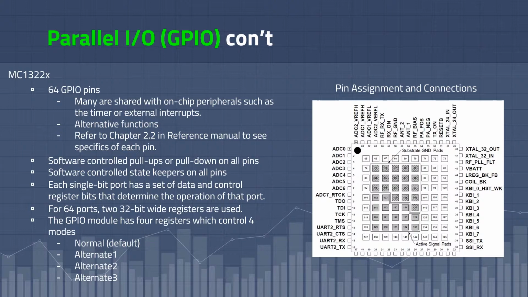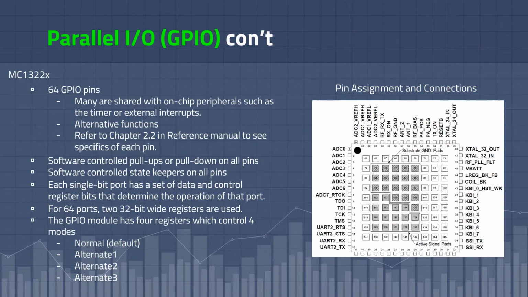The MC1322X also consists of software-controlled pull-ups or pull-downs on all pins. A pull-up resistor weakly pulls the voltage of the wire it is connected to towards its voltage source level when the other components on the line are inactive. When the button is pressed, it connects the input pin directly to ground and current flows through the resistor to the ground. A pull-down resistor works the same way except it's already connected to the ground.